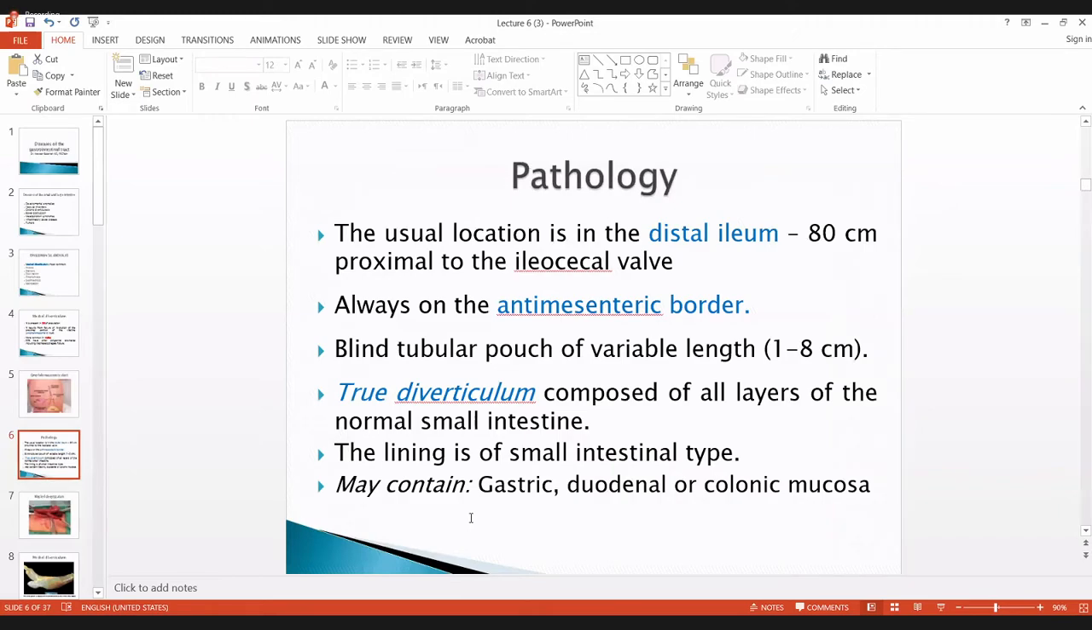The lining is of small intestinal type. It may contain gastric, duodenal or colonic mucosa, and من هون تيجي significance of this, especially إذا كان فيها gastric tissue ممكن يعمل لي contribution to formation of ulcers لأنه ممكن يكون بيشبه normal gastric tissue ويطلع acidic secretions ويعمل لي ulceration in the small intestine. It could resemble duodenal mucosa or colonic mucosa.